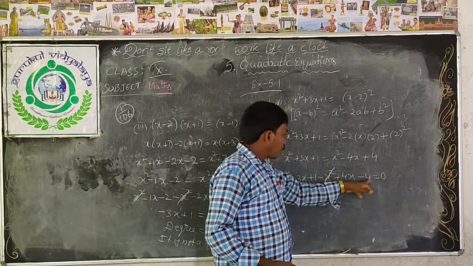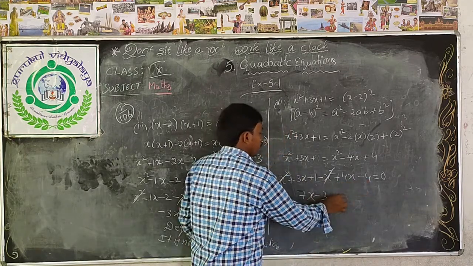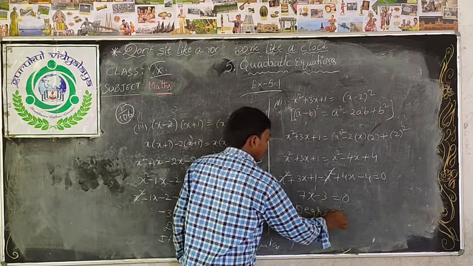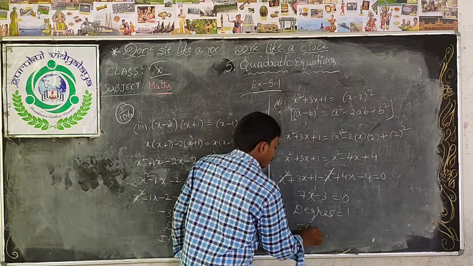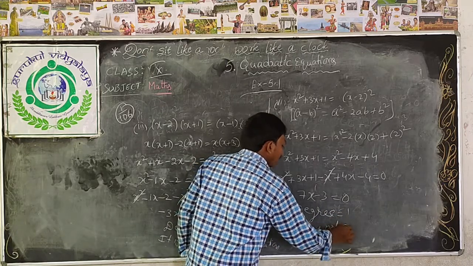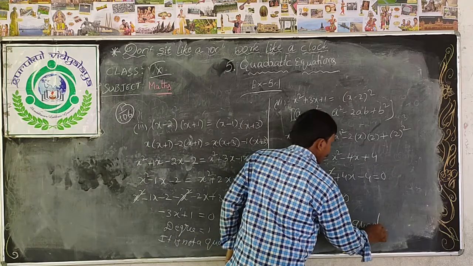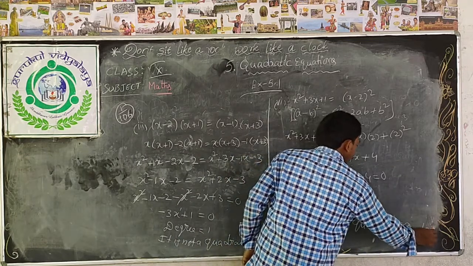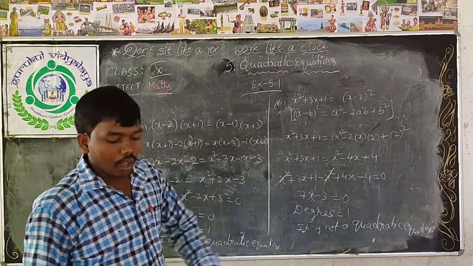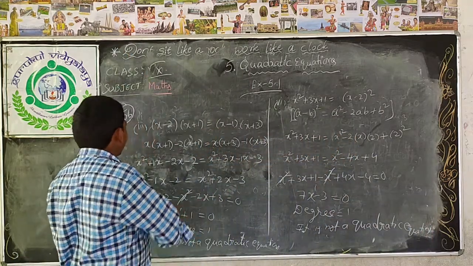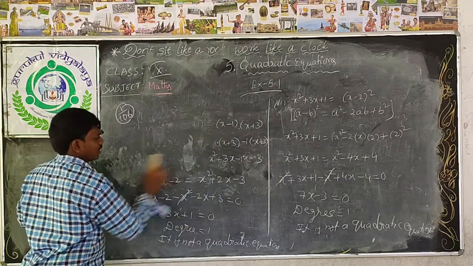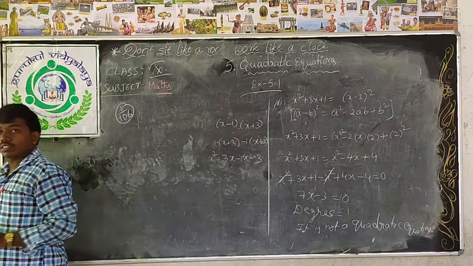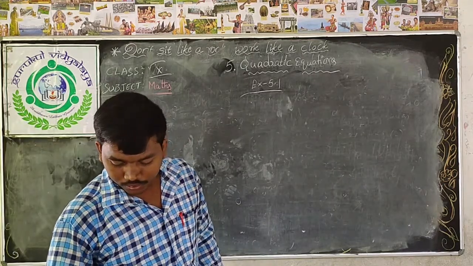So what is the bigger? 4 having negative symbol, so take this one. So now what is the degree? Degree is 1, so it is not a quadratic equation. It is not a quadratic equation. Okay children, so the remaining you will try. Next, second one. Second sum.